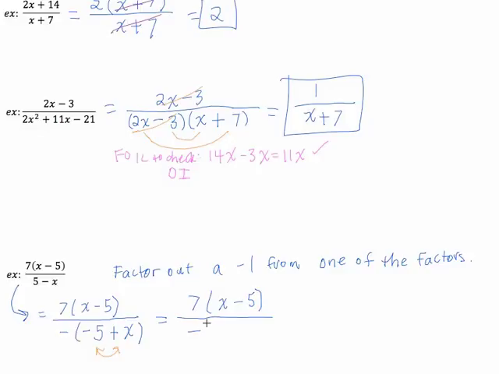This negative that we factored out still hangs out up front. Negative 5 plus x is the same as x minus 5, positive x minus 5. And now the factors are the same. So we have 7 divided by negative 1, or negative 7. And that's it for this section on simplifying rational expressions.